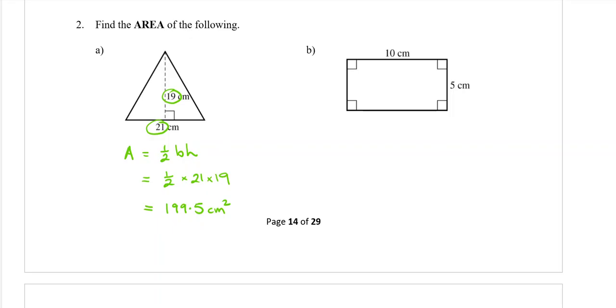Shape 2 here is a rectangle. The formula for a rectangle is A equals BH, for base times height. The base and the height will be the 5 and the 10. So on the second line, we sub in 5 times 10, or 10 times 5. It doesn't matter which one goes first. And that's going to be equal to 50 centimeters squared.